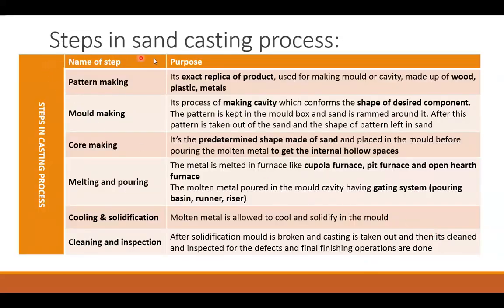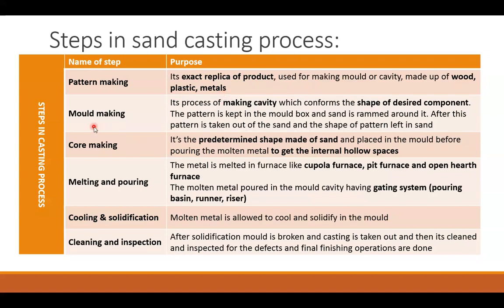The different steps in the sand casting process: the first one is pattern making. Pattern making means it is the exact replica of the finished product. It is used for making the mold cavity, and the material which is used for making this pattern is wood, plastic or metals.